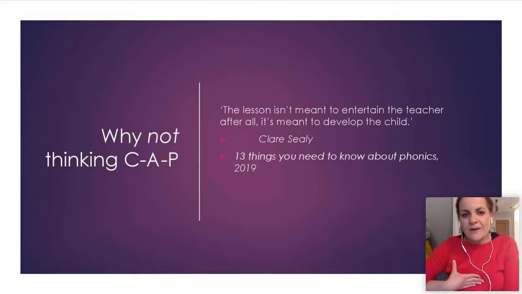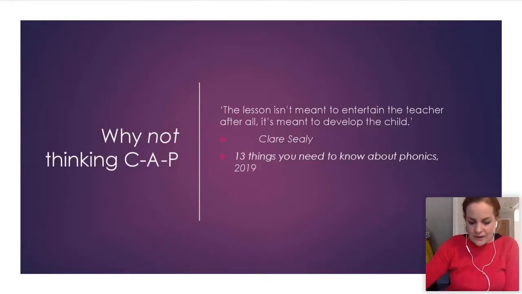So whilst it might feel repetitive for you or I doing that delivery, to the child it's brilliant because they're thriving on that repetition and we're setting them up to be successful. We're setting them up to feel like they can really crack the phonic code.